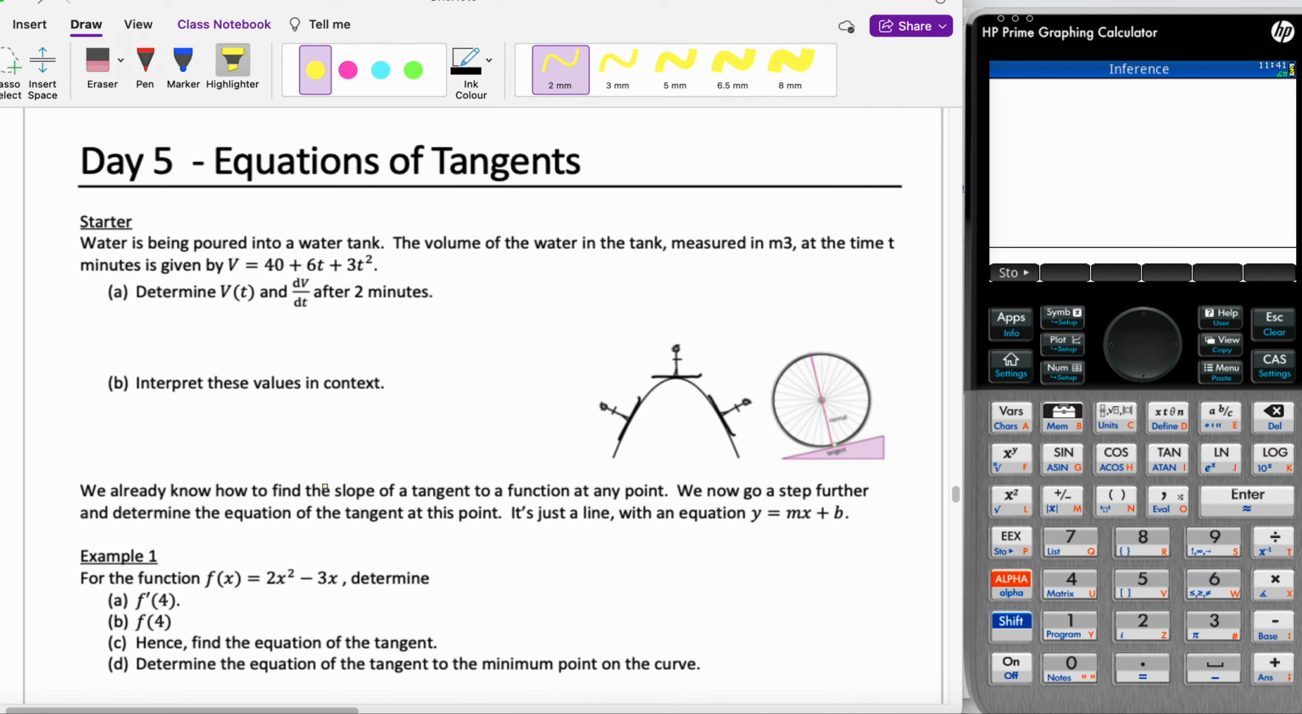Okay, so we already know how to find the slope of the tangent at any point. Remember, you can either take the derivative and then substitute a specific point, or you can do this directly on the calculator. So what we're going to do today is extend one step further, and instead of just finding the slope, we're going to find the whole equation.